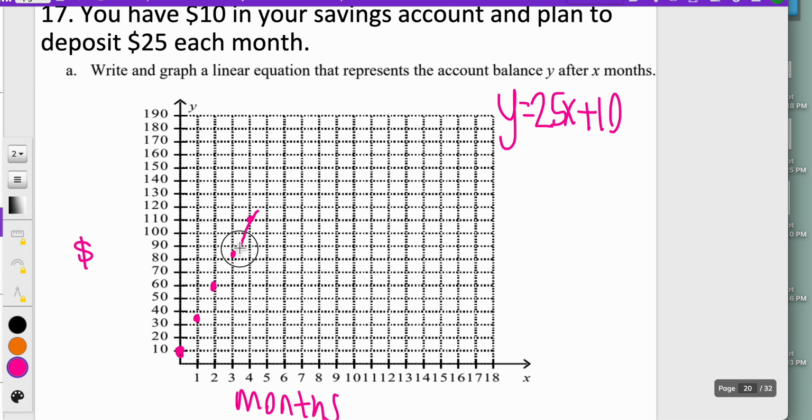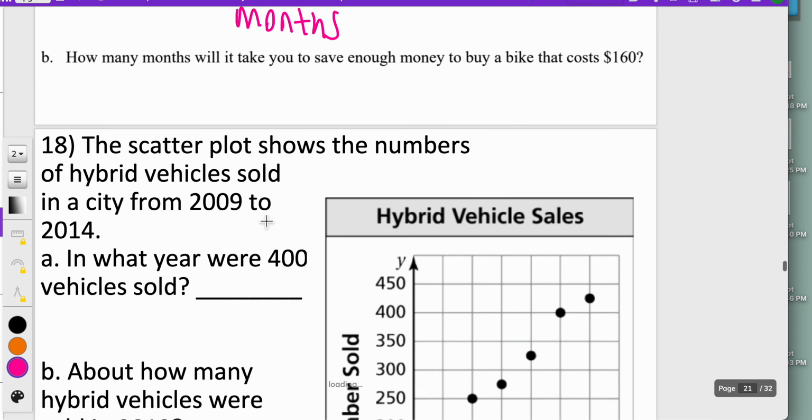Then the next one would be 110. So you're seeing that straight line where it starts at the 10, or the $10.